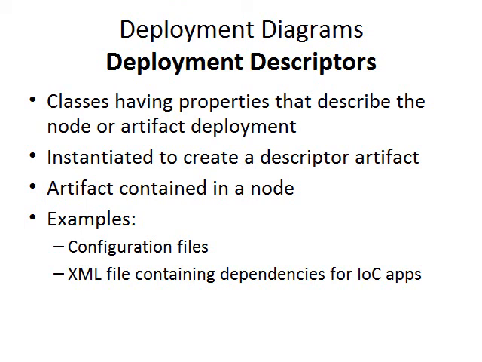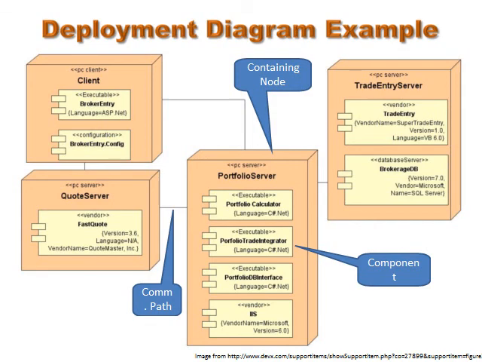A deployment descriptor is a class that has properties that describes a node or artifact deployment. It's instantiated to create a descriptor artifact. Artifacts are contained in a node. So in other words, the descriptor is contained in the node. So examples might be configuration files, like I said, an INI file, for example, or some kind of an XML file containing dependencies for IOC apps. Could be anything you want it to be.